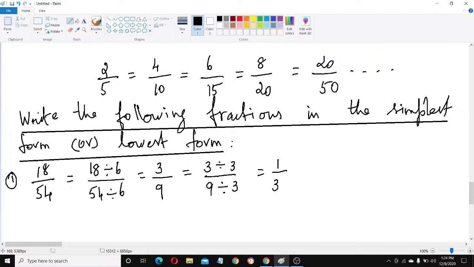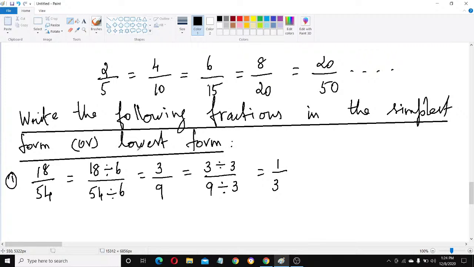So after dividing the numerator and denominator by the same number, the last fraction you see is 1 by 3. Is there any common factor between 1 and 3, numerator 1 and denominator 3? No common factor between 1 and 3. So it is the simplest form of 18 by 54.